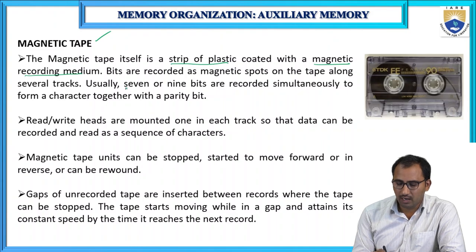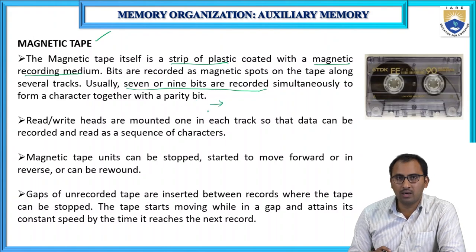Usually 7 or 9 bits are recorded simultaneously to form a character together with a parity bit. Basically 1 byte means 8 bits. Out of that, 7 to 9 are the bits we use as data and 1 parity bit we add, so the total becomes 8 or more.